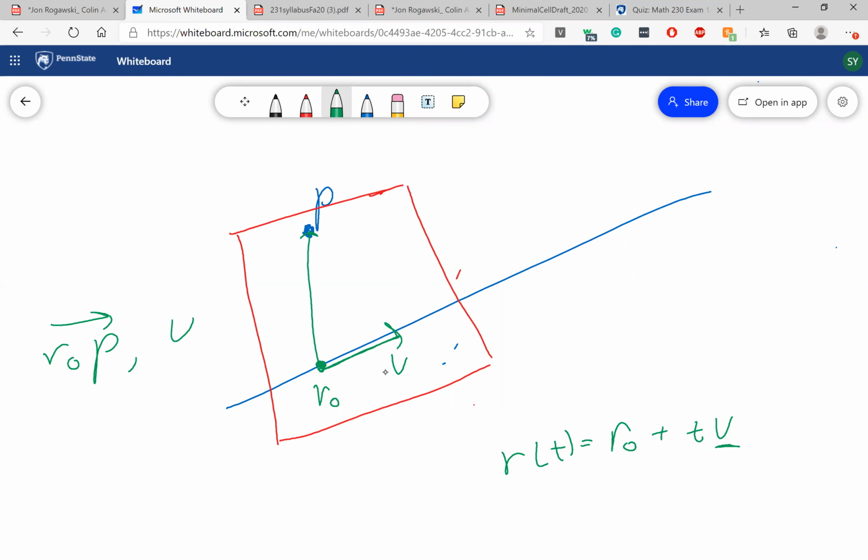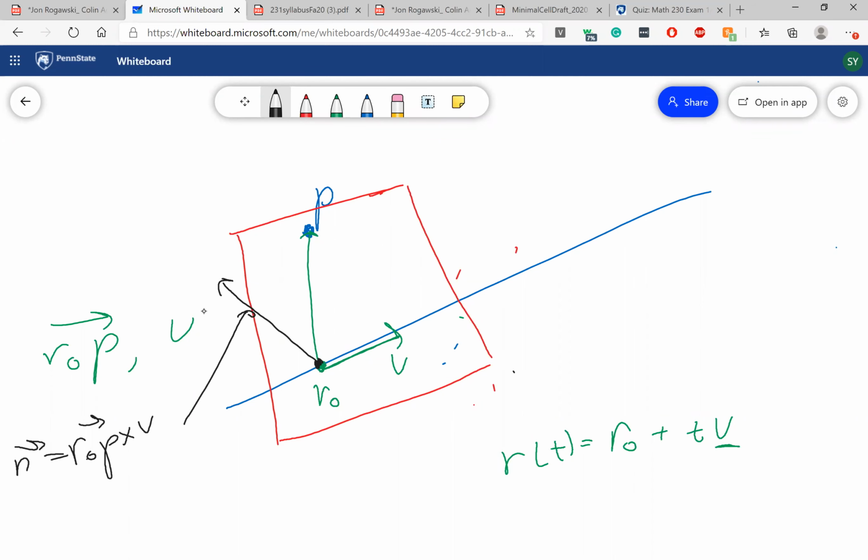These are two vectors in our plane. So we just need to take their cross product, and we will get the normal vector to the plane. Here, R0P cross V is the normal vector to our plane. And then we have a point in our plane and the normal vector, so we will be done. So any questions about the overall strategy?